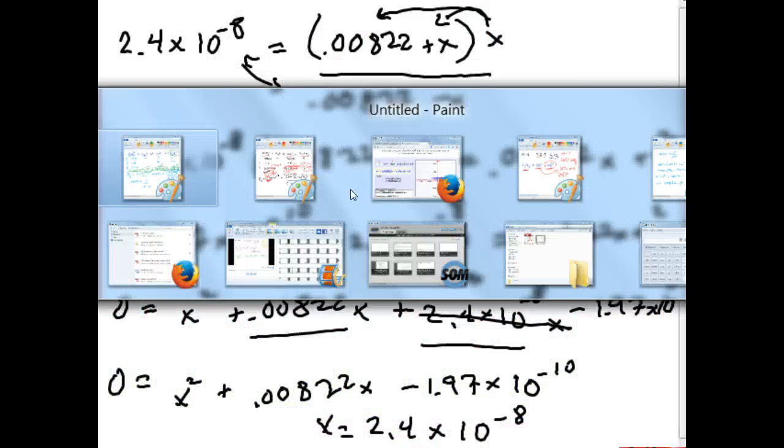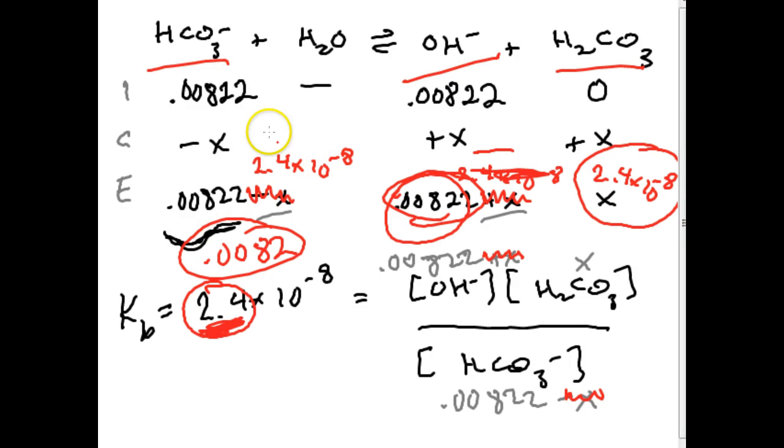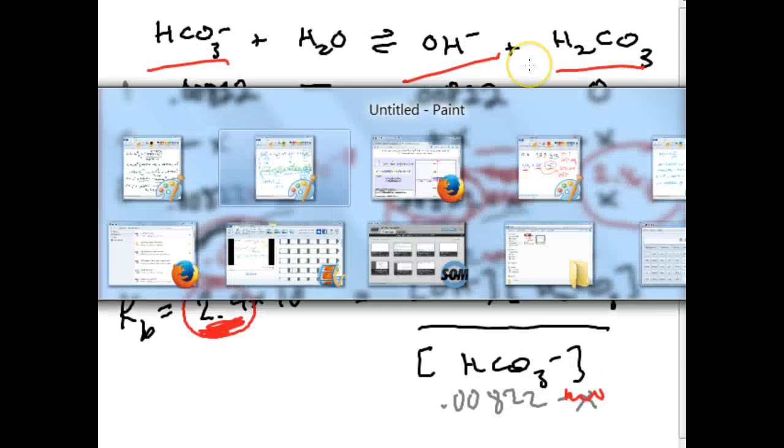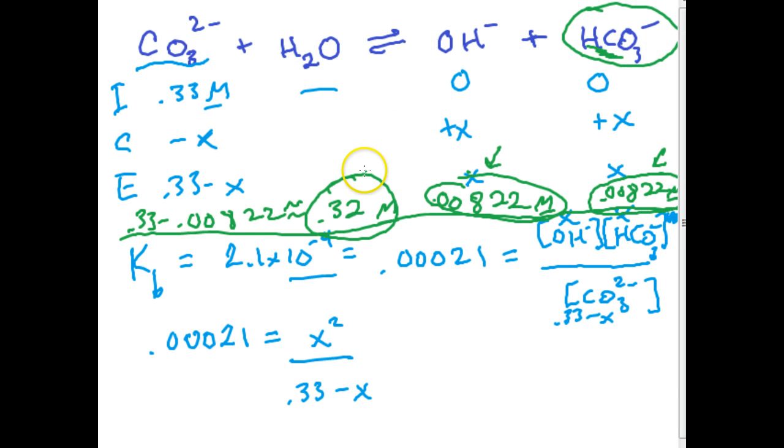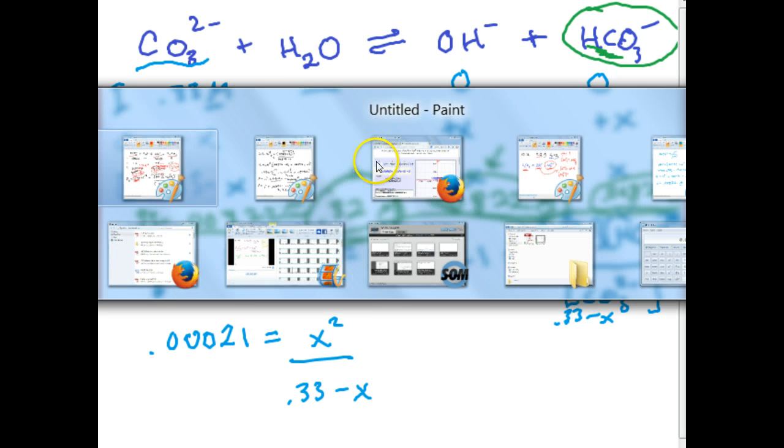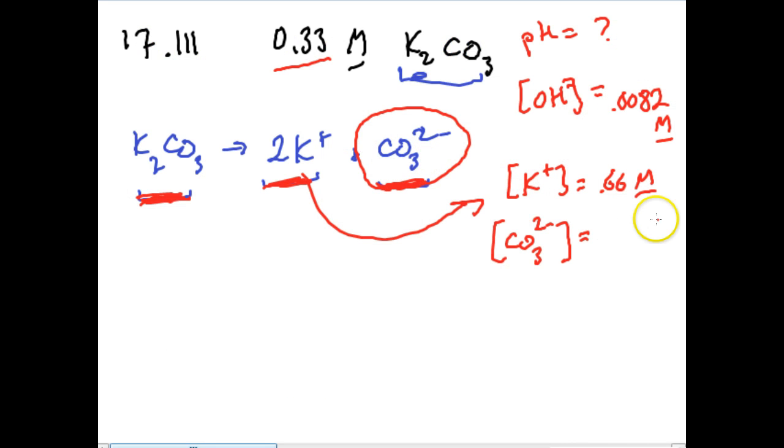I'm looking for the second ice chart for you. There it is. This is our second ice chart. Notice there is no CO3 2 minus here. Okay? So back to the first ice chart. CO3 2 minus concentration is 0.32 molar. Back to the start page. 0.32 molar.